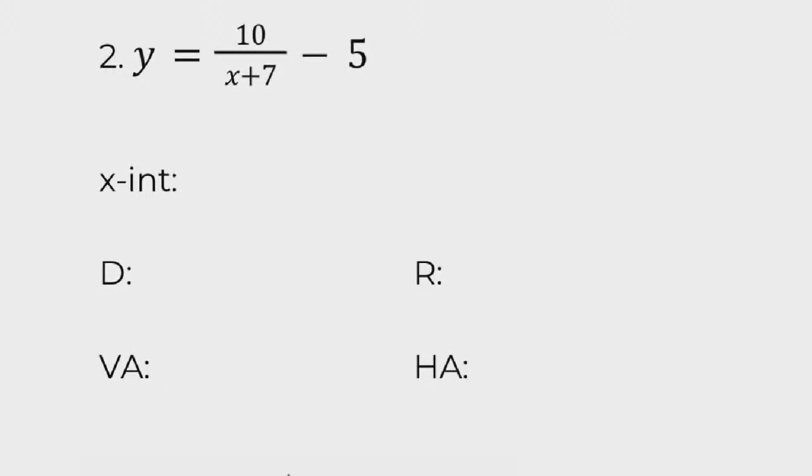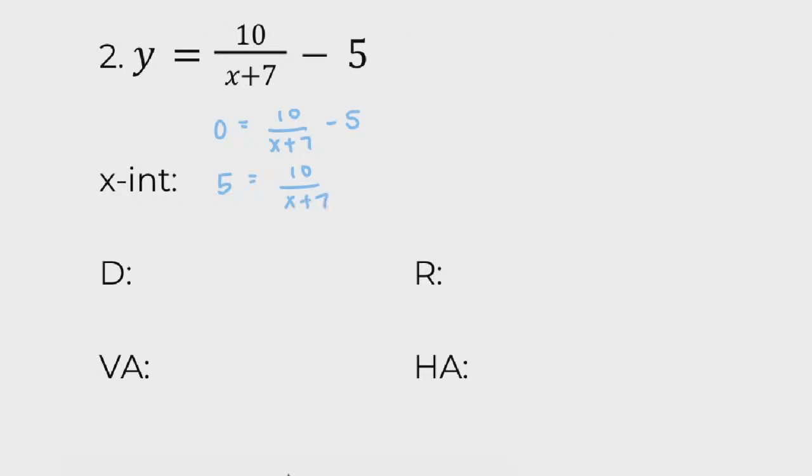For number 2, we have y equals 10 over x plus 7 minus 5. So this time the x-intercept is a little different because we have that minus 5. So what we're going to do is plug in 0 for y. So we'll get 5 equals 10 over x plus 7.